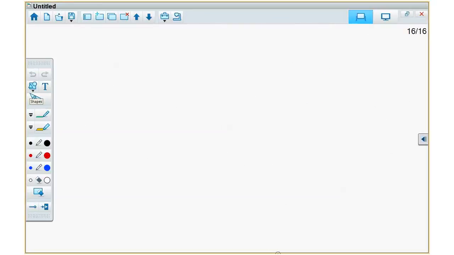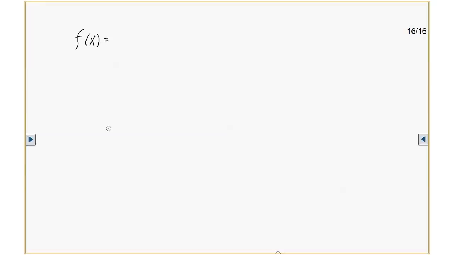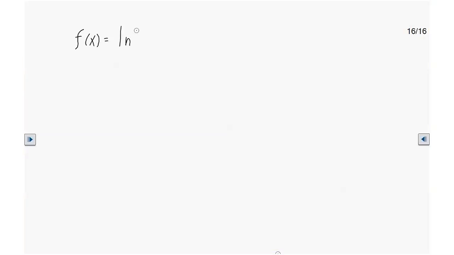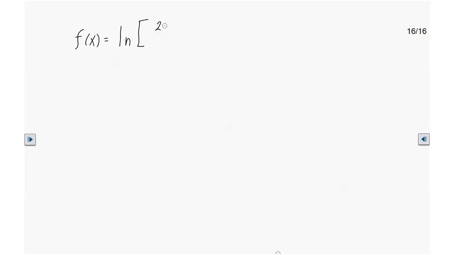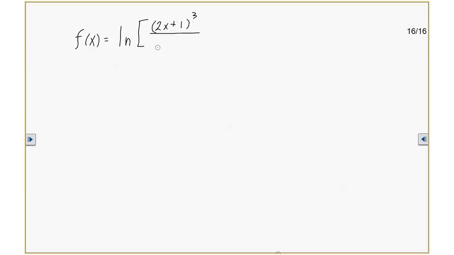After about 3 times, push the button. f of x is equal to the natural log of (2x plus 1) to the 3rd power over (3x minus 1) to the 4th power.